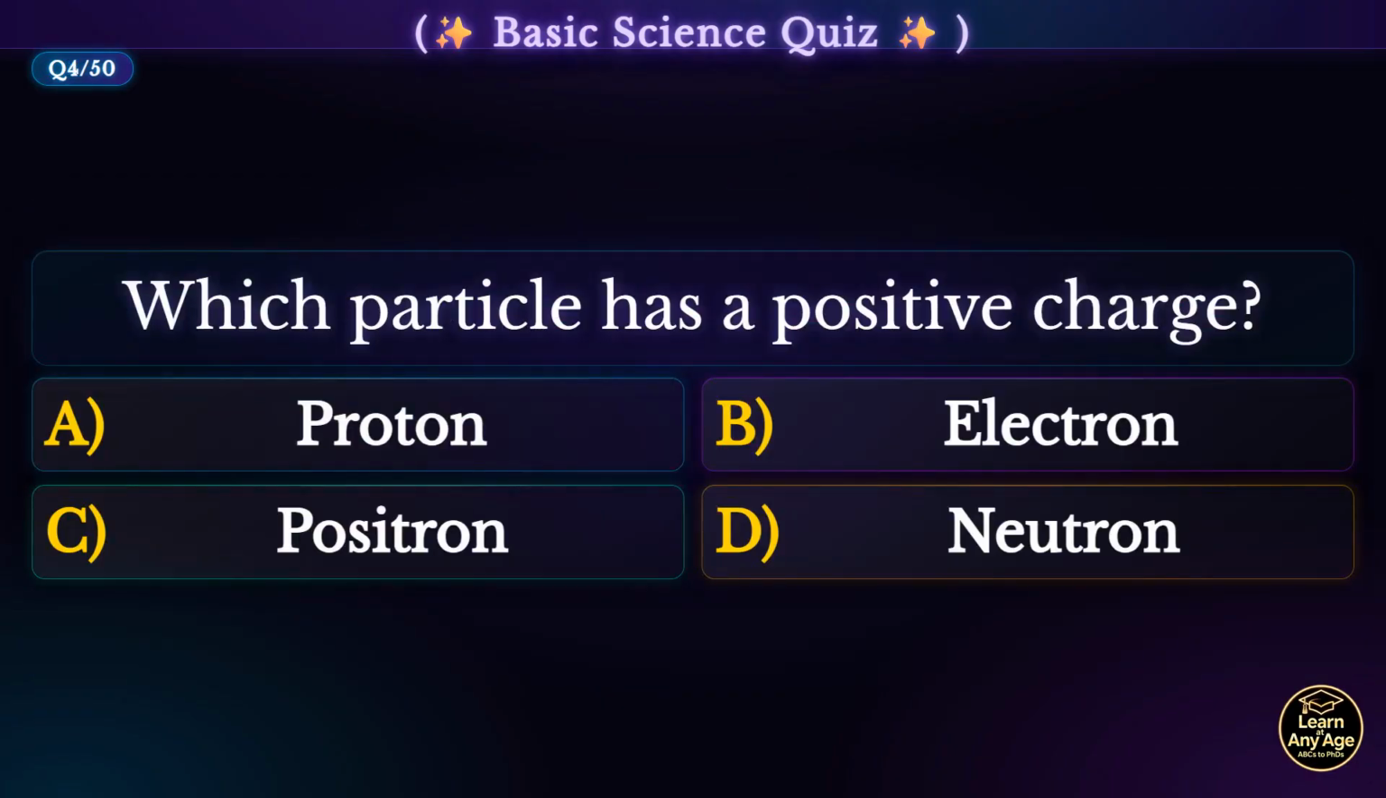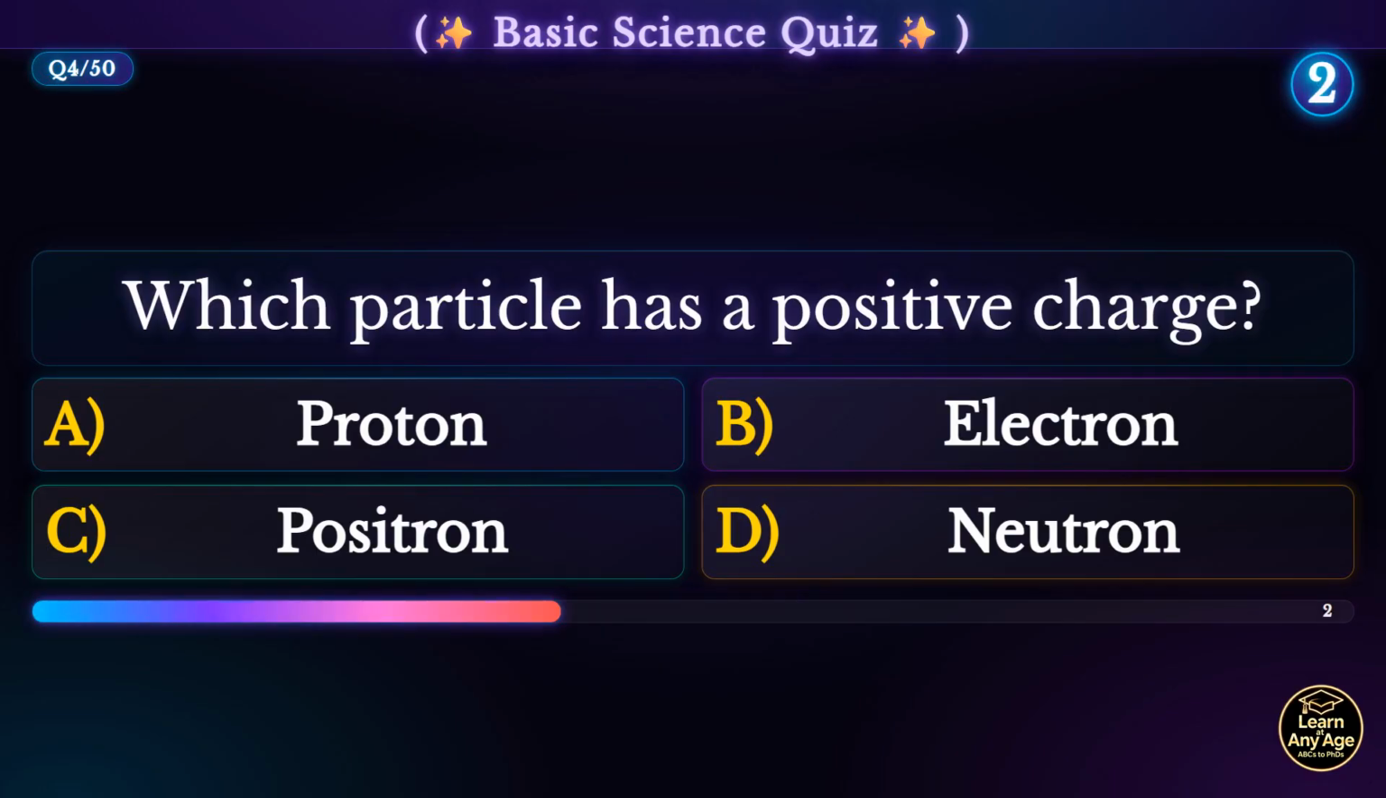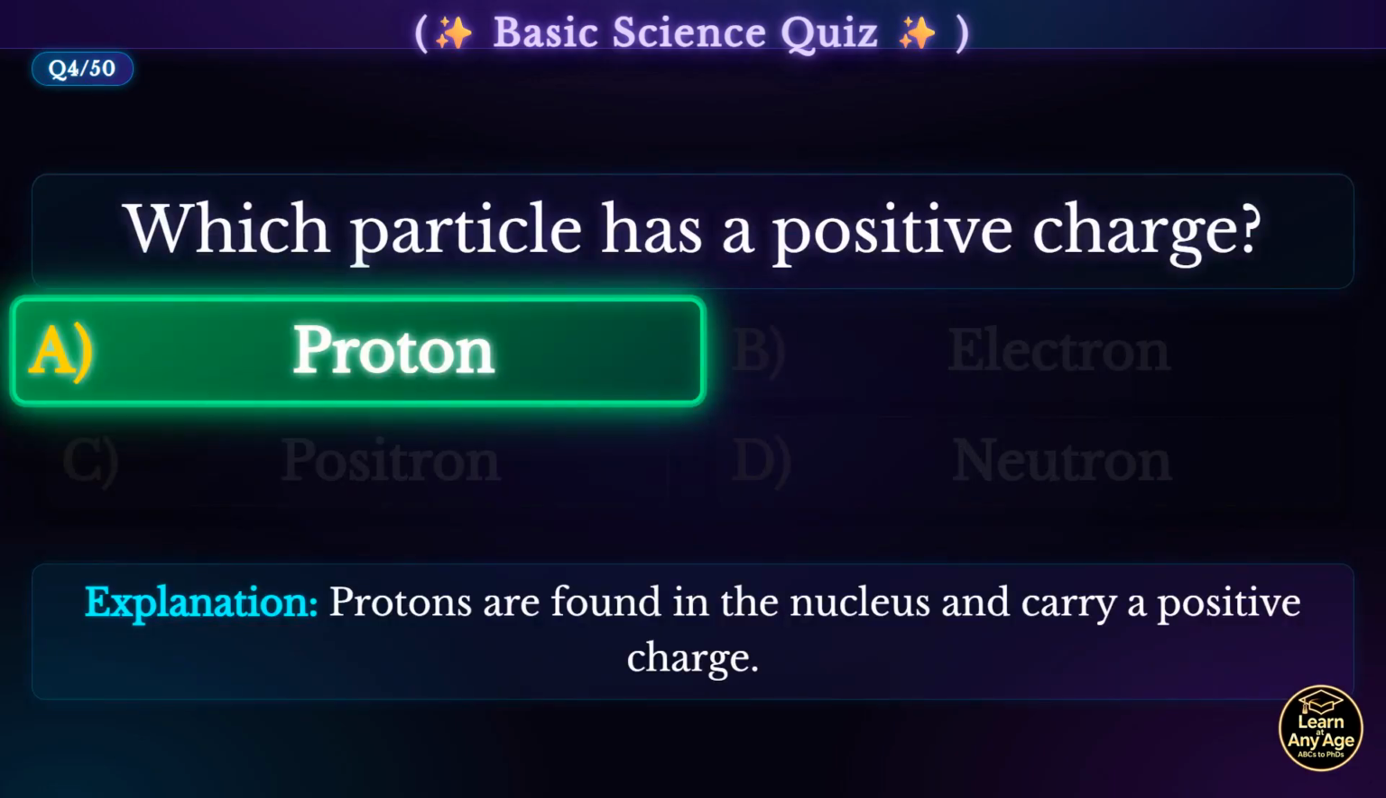Which particle has a positive charge? Proton, electron, positron, neutron. Proton. Protons are found in the nucleus and carry a positive charge.